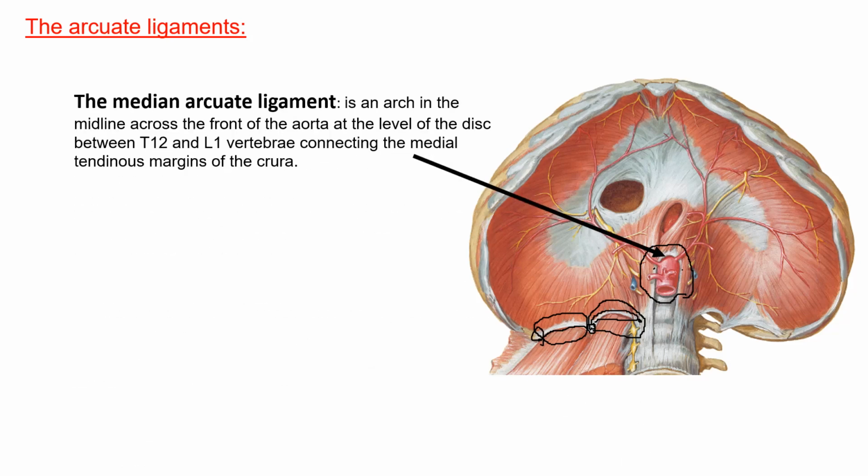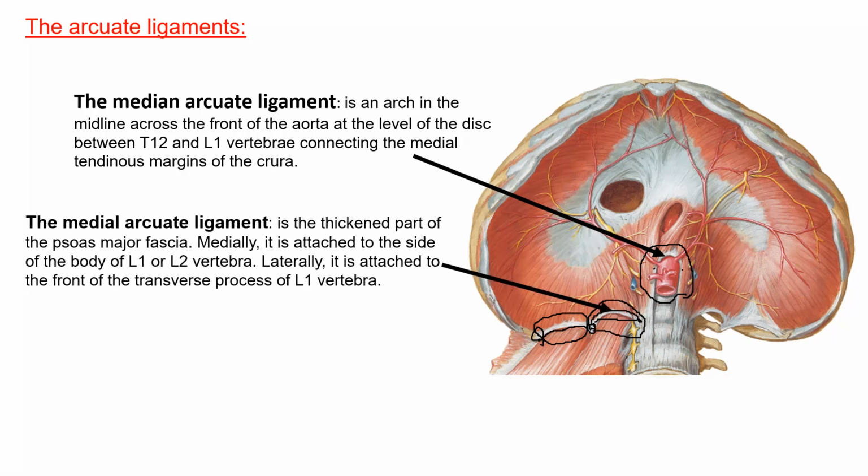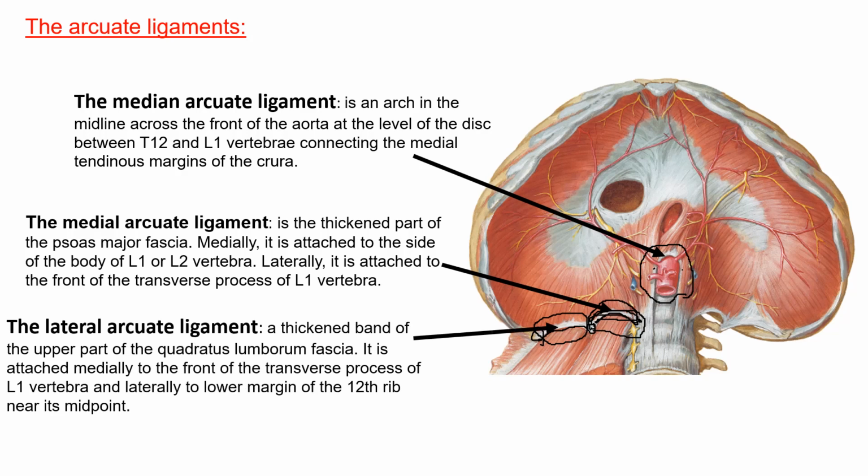This is the median arcuate ligament, and as we can see, it arches just above the aorta. This is the medial arcuate ligament, and as we said before, it is the upper part of the psoas major fascia. The third is the lateral arcuate ligament, and as we said before, it is the upper part of the quadratus lumborum fascia.